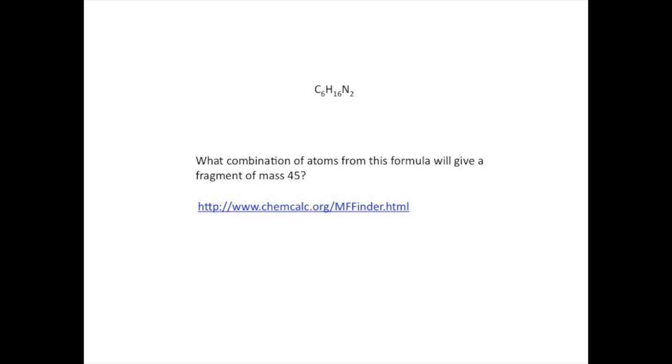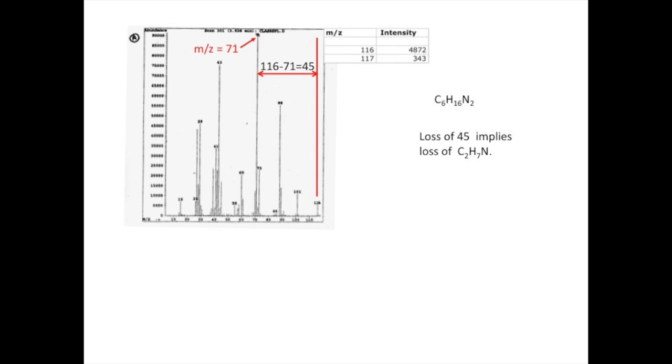Worth a try. The only combination of atoms that could be a subset of this formula that give a mass of 45 is C2H7N. So if we lose that fragment, the charge remains on the other piece, which would have a formula of C4H9N.